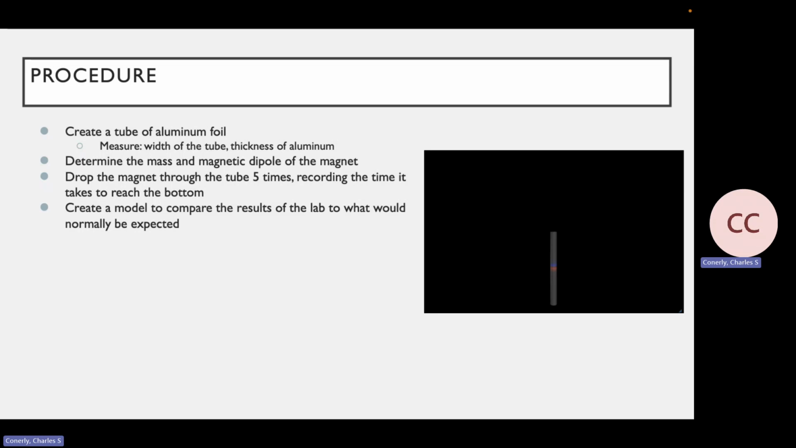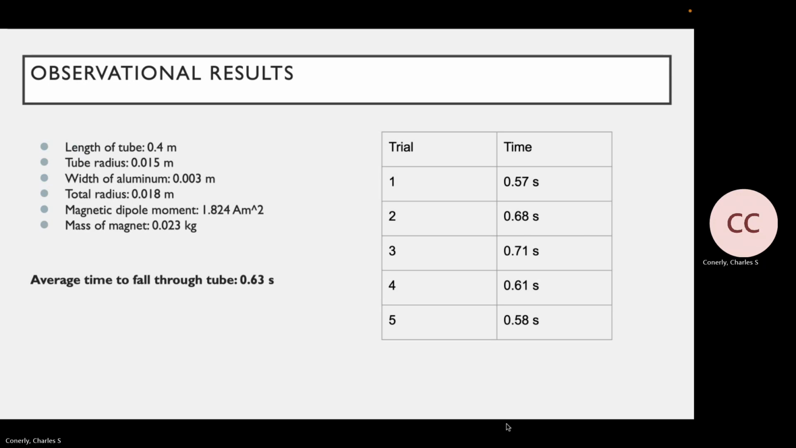So the procedure for this lab is pretty straightforward. First, we're going to create a tube of aluminum foil, and we're going to measure its dimensions. We're going to determine the mass and magnetic dipole of the magnet, and then we're going to record a few instances of the magnet dropping through the tube. We're going to record the time it takes to reach the bottom and get an average for our results. And then we're going to create a model to compare the results of the lab to what we would normally expect and what we calculated and observed.